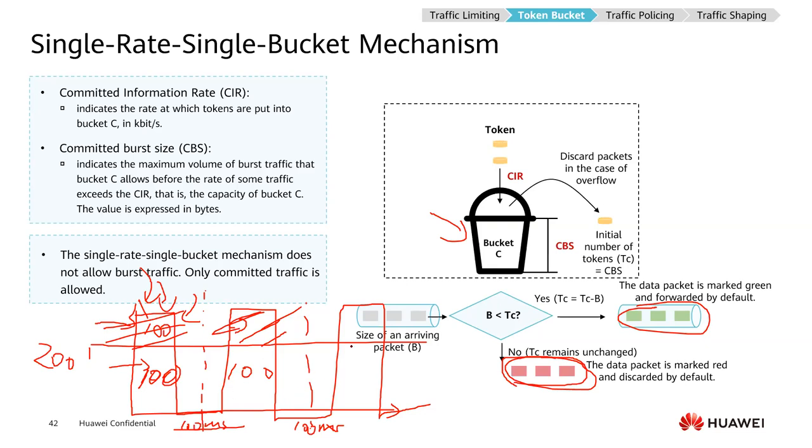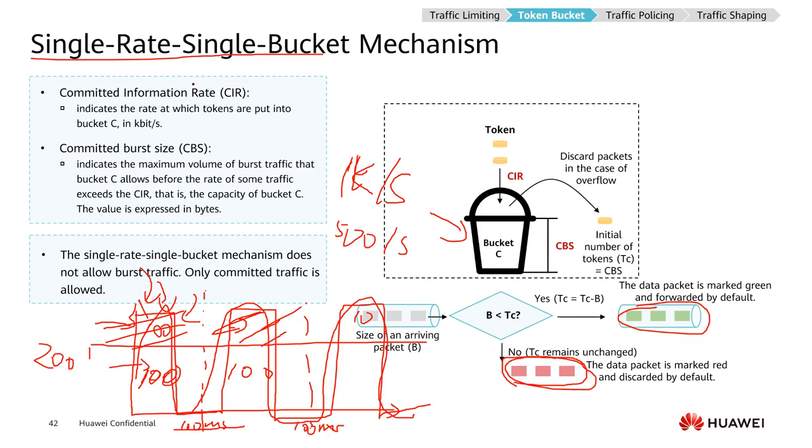Which means that if the traffic is like this, your traffic may be only like 1 kilobit per second, but if we use the single rate, single bucket, the speed might drop to 500 bits per second. It might create a situation like this. So this kind of bucket cannot be used if the traffic has a temporary burst, a very big burst. For that kind of traffic, we cannot use this single rate, single bucket.